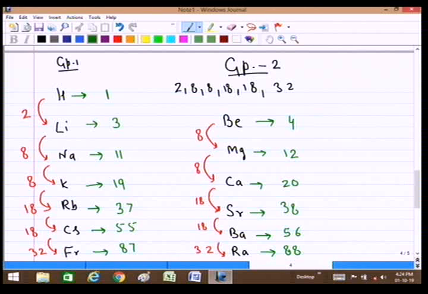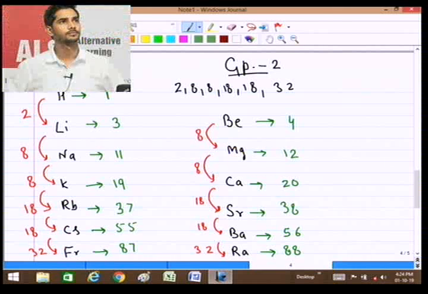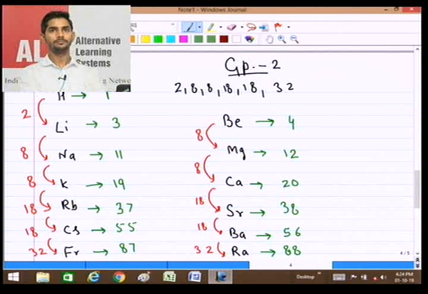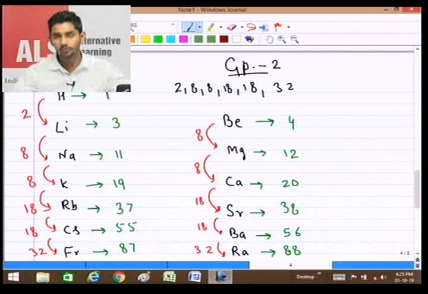So guys, now can you memorize the group number 1 and 2 of the S block? Is it easy to learn? Okay. Oh, hi CC4. So guys, let's move on.